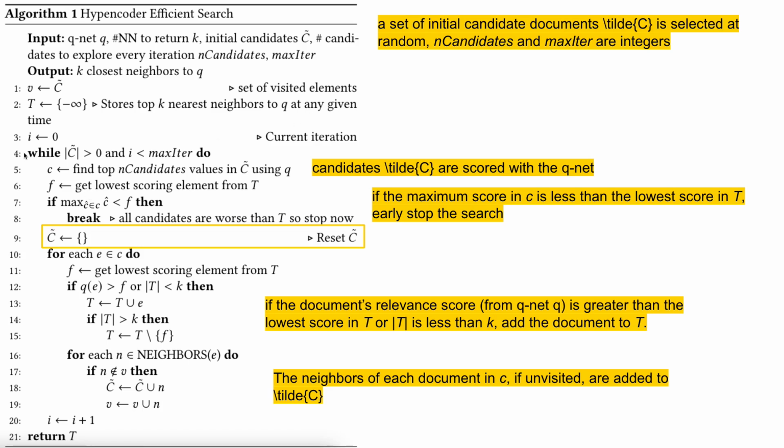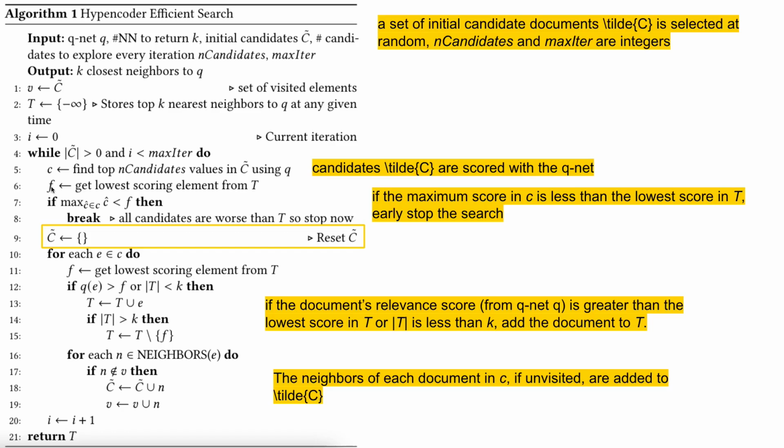So I'm going to focus from line 4 onwards. So we have this initial candidate set of documents, C tilde. We pass those documents through our QNet, and we get a relevance score. And then we sort them, so we have the highest relevant to least relevant. Then we pick the top n candidates, so the top 100 or 128 or 64 or whatever n candidates is. We pick those top n candidates based on highest score, and we save that in lowercase c.